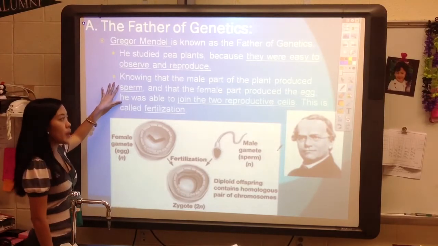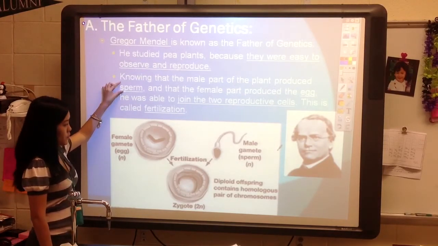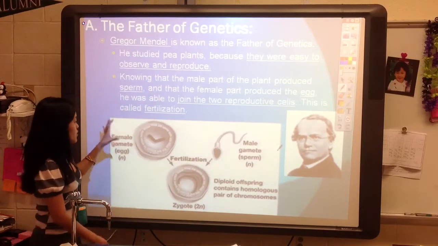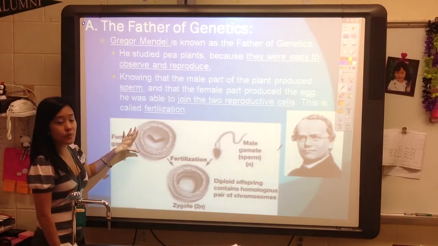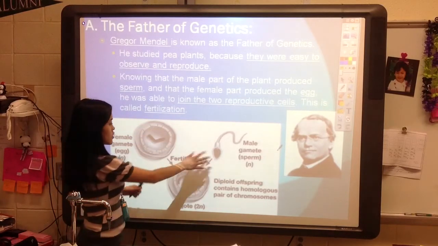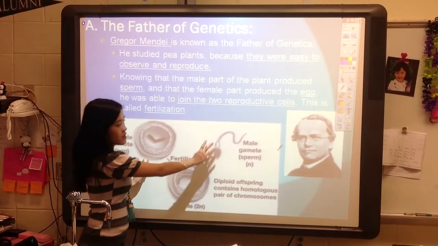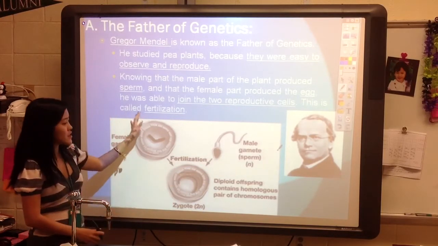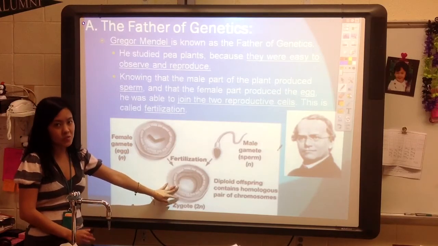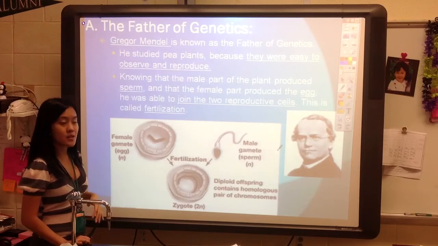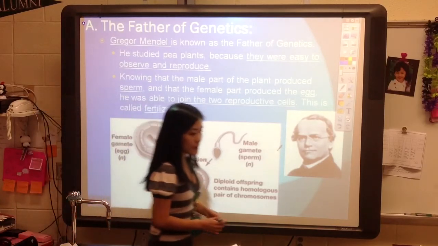He knew that the male part of the plant produced sperm, just like in animals, and that the female part produced the egg, again, just like in animals. He was able to join the two reproductive cells, the sperm and the egg of the plant, the pollen with the flower of the plant, and this is called fertilization when they join together. We did look at this when we looked at mitosis and meiosis, and mainly meiosis.